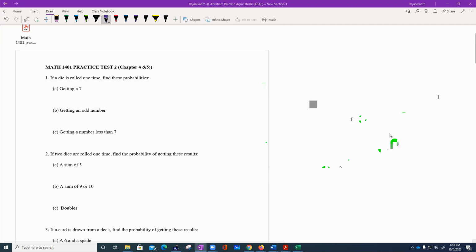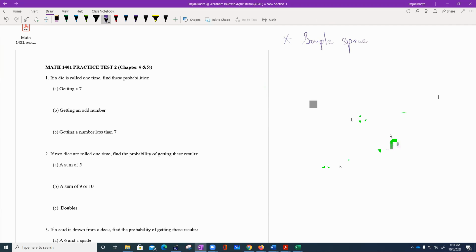So we are going to look at chapter 4 and 5 problems. Okay. So chapter 4 is basically probability problems. Okay. So remember a couple of points. If you want to do a probability experiment, we need to get a sample space.